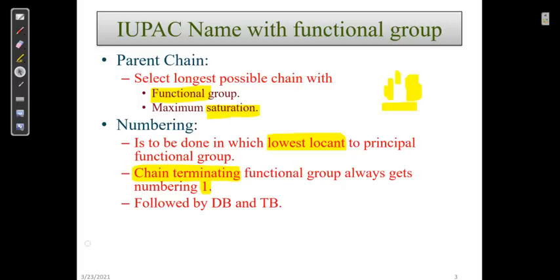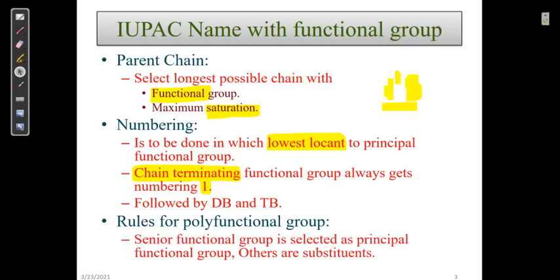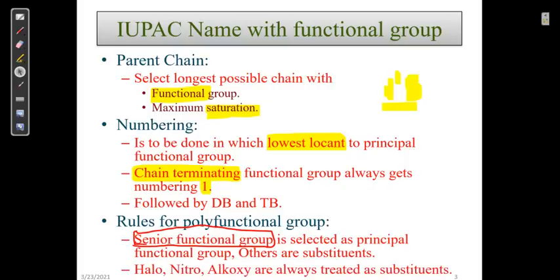Okay, no problem. Let us go ahead. Rules for polyfunctional groups: if there is more than one functional group, we always have to give priority to the senior functional group. Cabinet minister first, then state government, and then principal and class teacher. See, nitro and alkoxy are never treated highly. They are just corporators, and we never give priority to them.